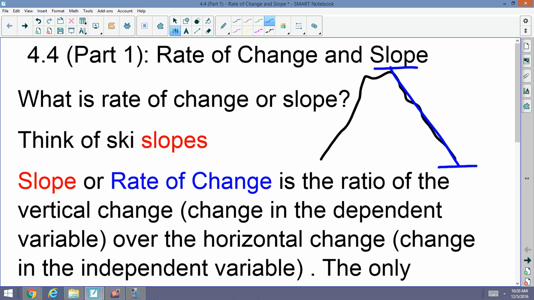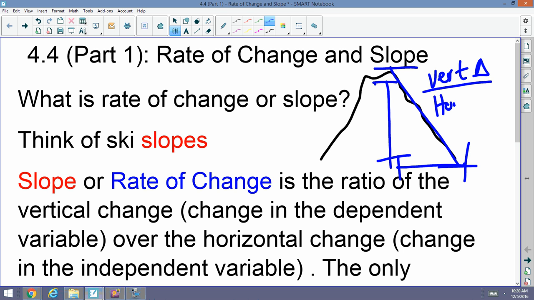And they figure out the vertical change, the up and down, over the horizontal change. So it's the vertical change, the up and down change, over the horizontal change, the left and right change. And that's what slope is. Slope is the vertical change divided by the horizontal change. Now, slopes or rates of change, they're the same thing.